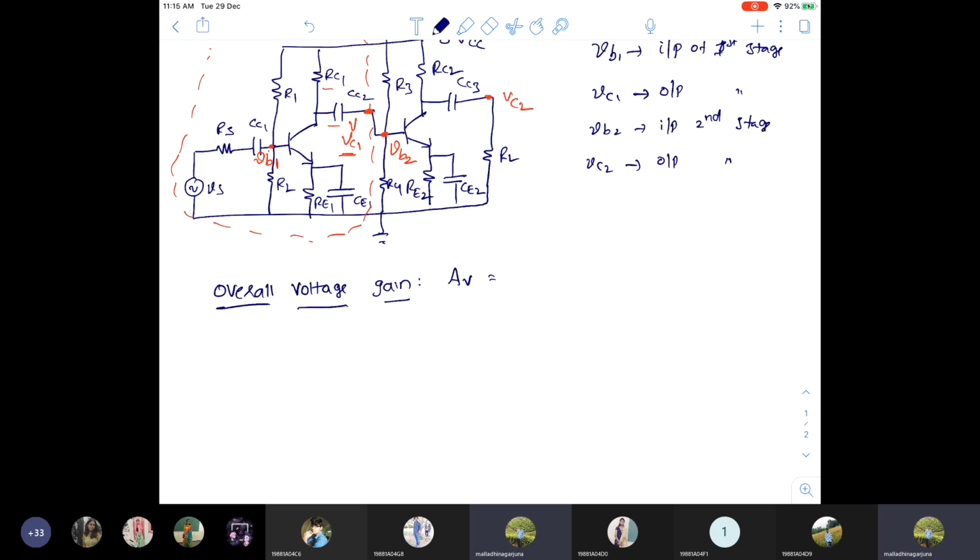So the output is VC2 divided by VB1. Input is VB1; I'm not considering RS. If you consider RS, the input will be VS. Let us calculate till this point. VC2 by VB1 I can write as VC2 by VB2 into VB2 by VB1. Because VB2 cancels, I get VC2 by VB1, which equals VC2 divided by VB2 into VB2 by VB1.